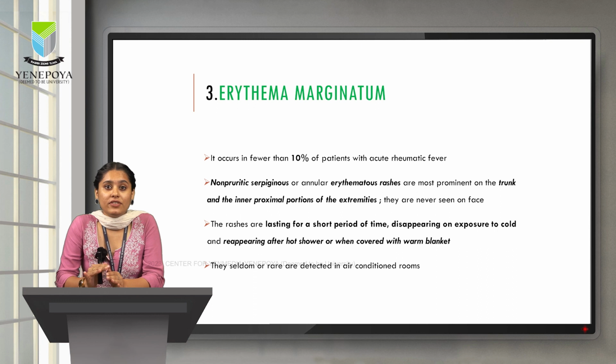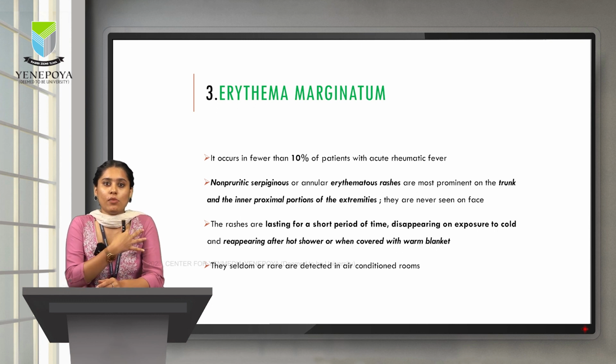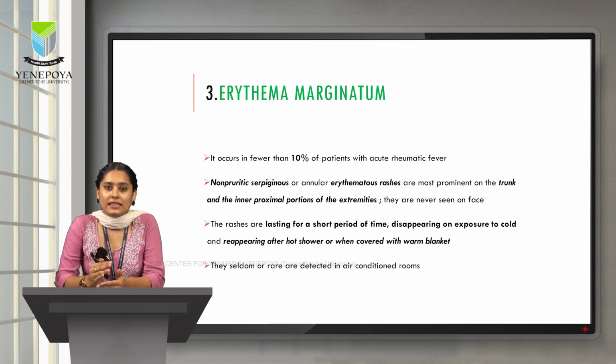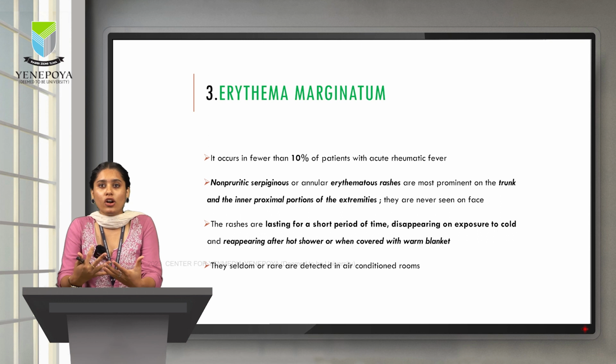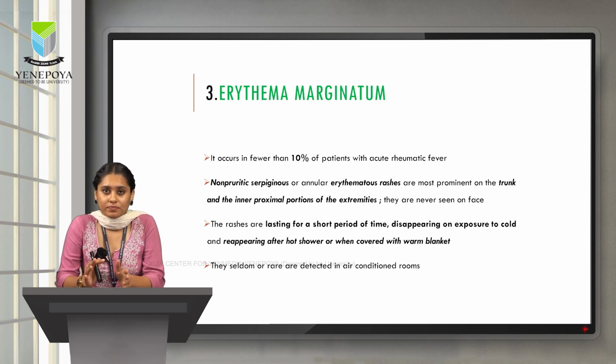They are also never seen on the face. You can only see them on the body, the upper thoracic region, but on the face it is very rare. These rashes last for a very short duration of time. Whenever you are exposed to a very cold temperature, these rashes will disappear, and if you take a very hot shower or cover yourself with a warm blanket, they start reappearing. So they are present for a very short duration, and they are rarely detected in an air conditioned room, because they disappear when exposed to colder temperatures.